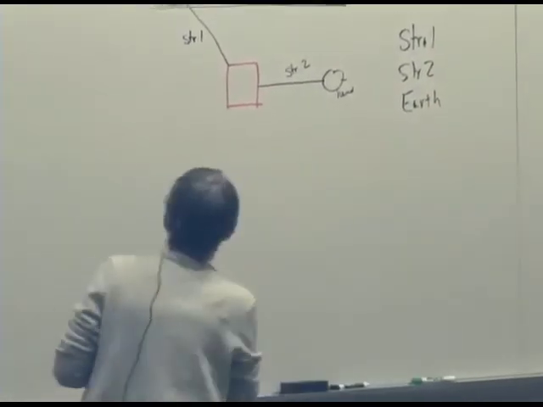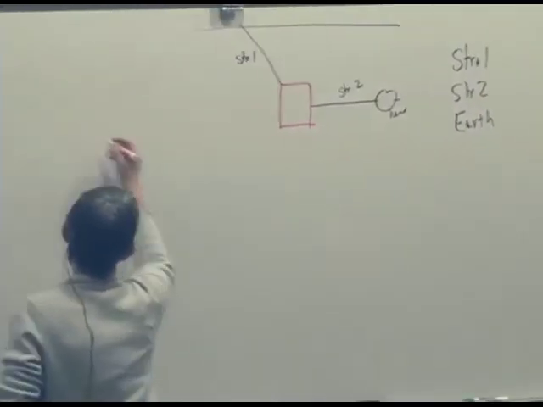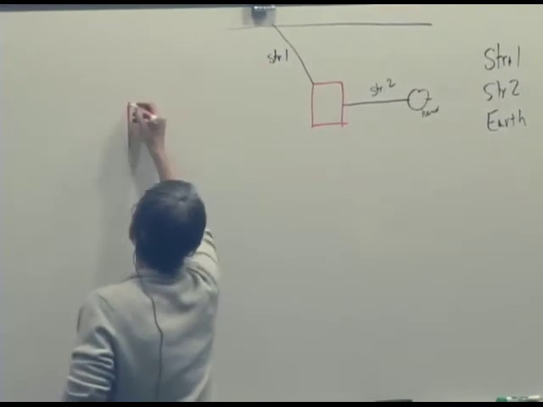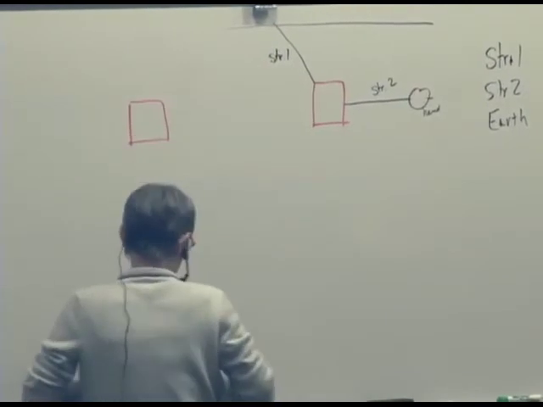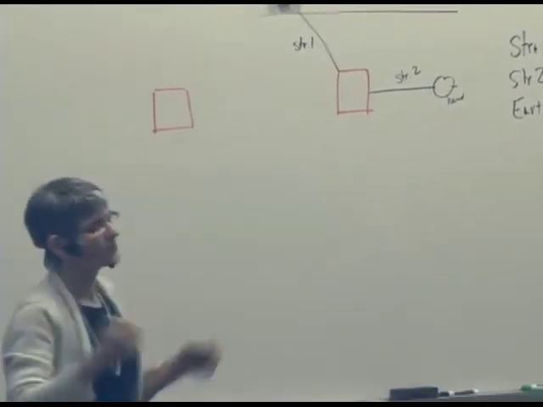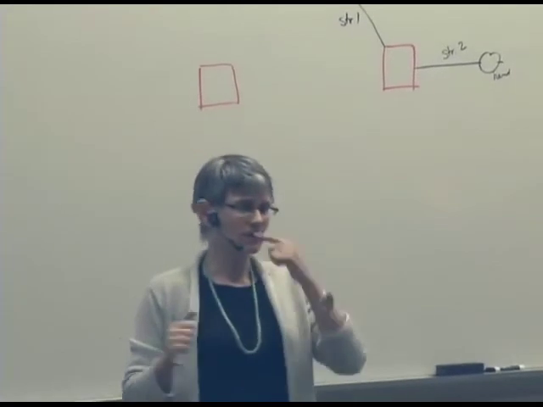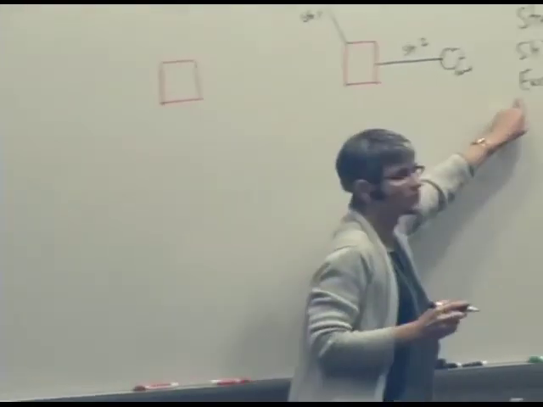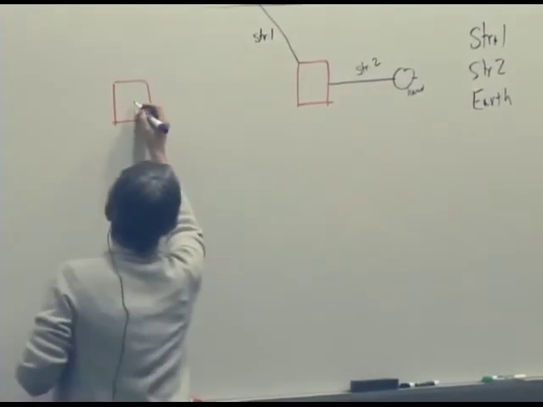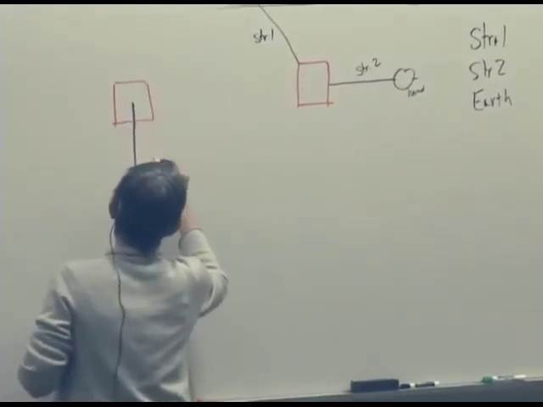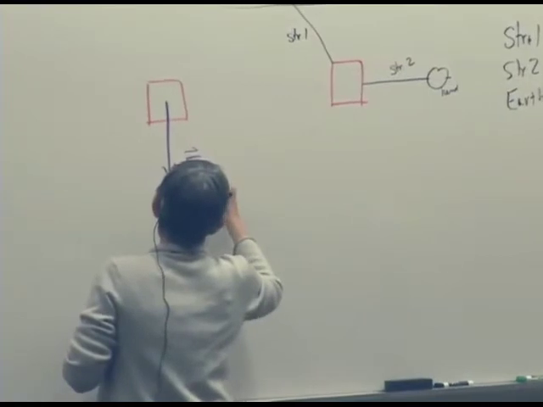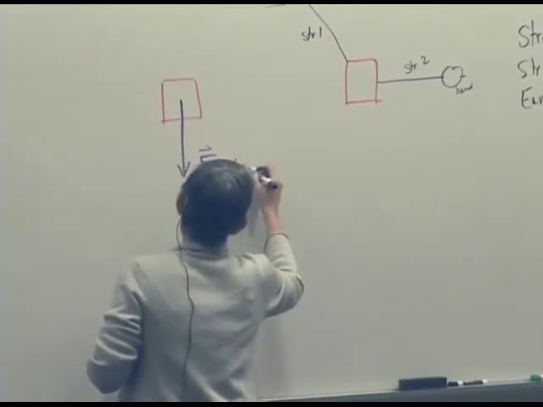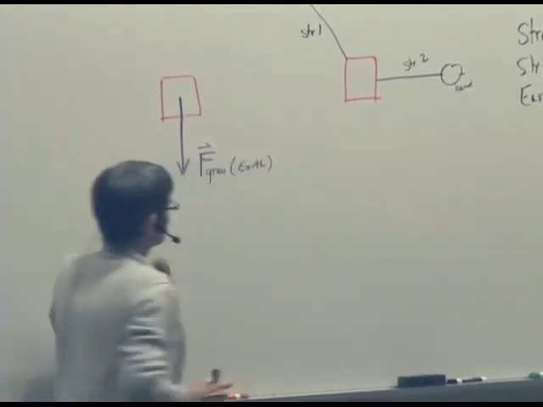So let's start our diagram. We'll do it right here. And we're going to put the names of the objects. The force due to the Earth is a gravitational force. We certainly want to draw it down. We say F gravitational, and we put Earth to keep ourselves honest.